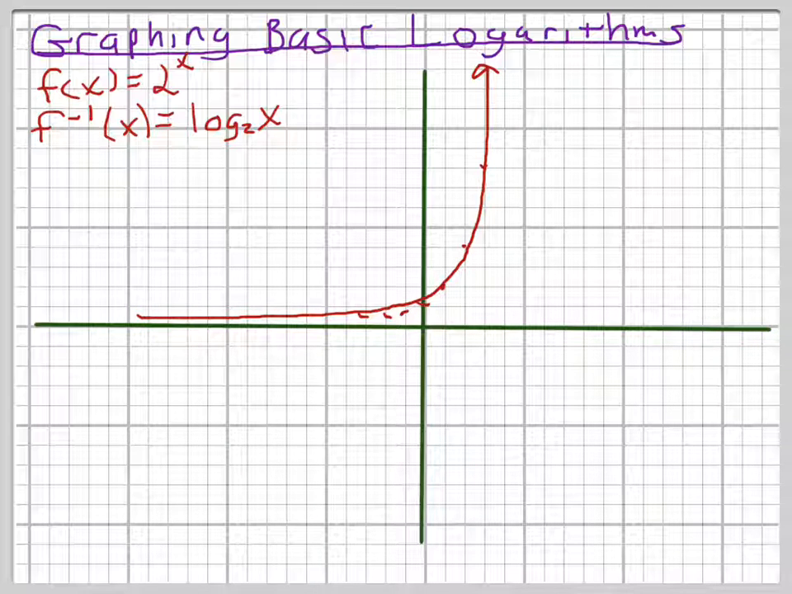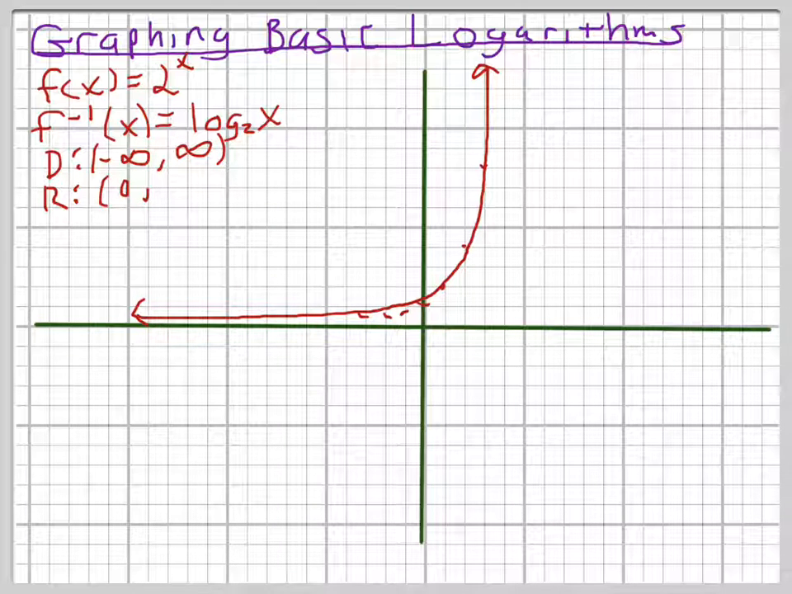Y equals 2 to the x power. We have an asymptote over here, and in fact for 2 to the x, the domain, we said, was all real numbers, negative infinity to infinity, and the range is 0 to infinity, not including 0, because for any value of x we put in there, we're always going to get some number out of it, except for 0. 2 to any power will never be 0.